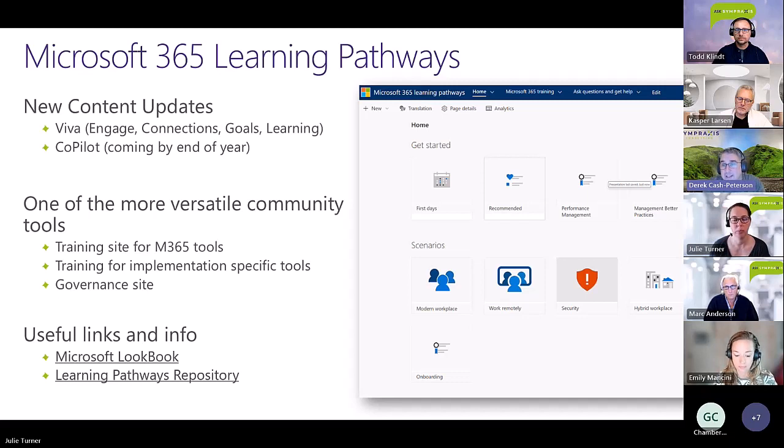Also, you can build governance sites for it to show users what's allowed in your environment, what's not. One of the things that I'm really grateful for is we had a period of time where we weren't getting a lot of traction from Microsoft on updated content, and I am happy to say, and I'm going to knock on wood, that we've got a lot more traction in that space right now.